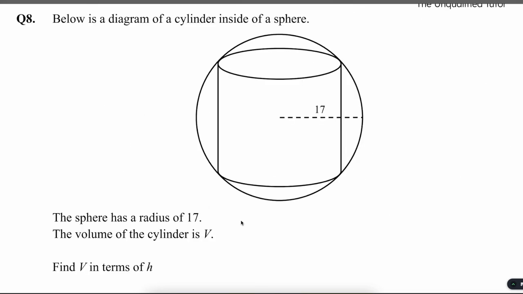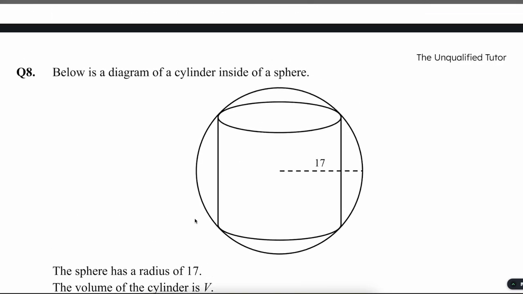Next question. Below is a diagram of a cylinder inside of a sphere. The sphere has a radius of 17. The volume of the sphere is V. Find V in terms of h. So we've just got to find the volume of the sphere in terms of h.